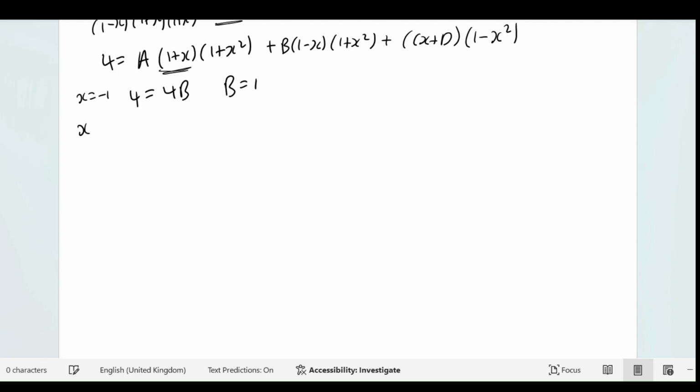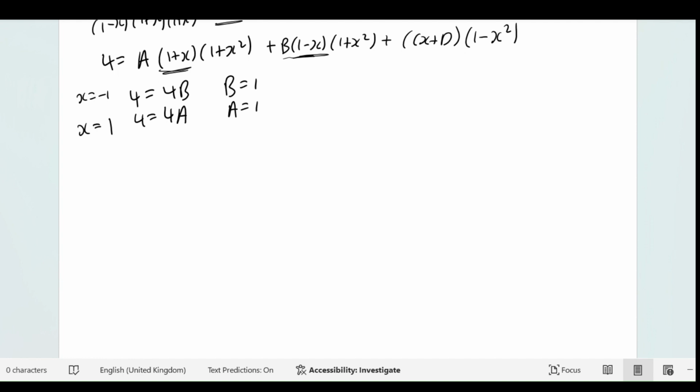Then we have x is equal to 1 is the other term we can use, and that will get rid of this term here. So this will make B 0 and also Cx plus D 0 as well. So then we have 4 is equal to 4A, because 1 plus 1 is 2 and 1 plus 1 squared is also 2. And that will give us A is equal to 1. So very nice number so far.